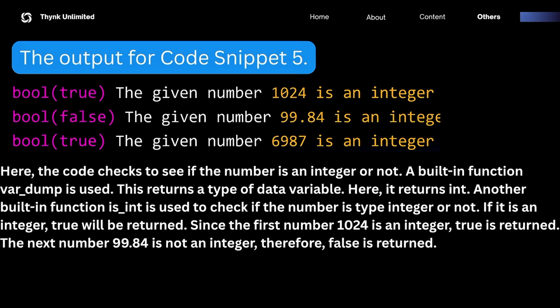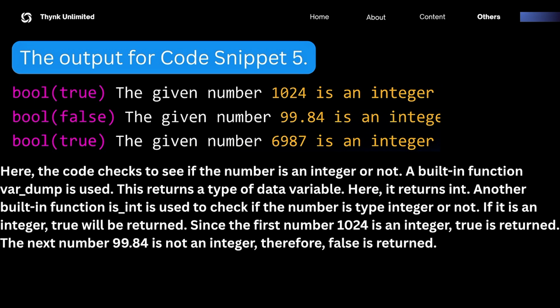First output, bool true. The first variable, $1, is assigned the value 1024. Since this value is a whole number without any decimal point, PHP recognizes it as an integer. When we use the is_int function to check $1, it returns true. The var_dump function then displays the result as bool true. The term bool refers to the Boolean data type, and true indicates that the condition is satisfied, meaning $1 is indeed an integer. After that, the echo statement prints, the given number 1024 is an integer.